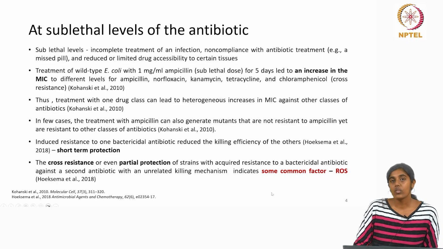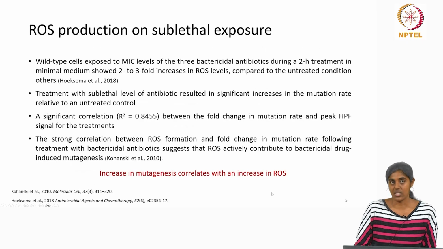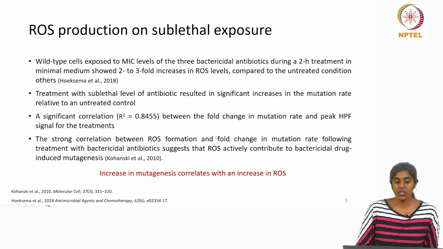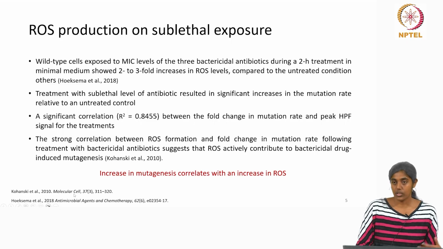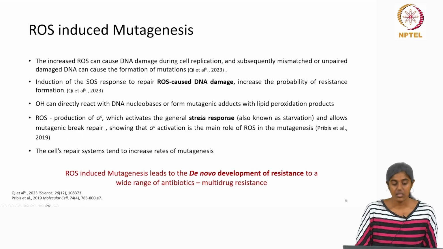We find that ROS is the reason why this is happening. ROS production on sublethal exposure: when these cell lines are exposed to MIC levels of antibiotics, a multiple-fold increase in the ROS level has been observed. It's not just a correlation; it has been shown that the increase in ROS can lead to mutations that could give rise to resistance.